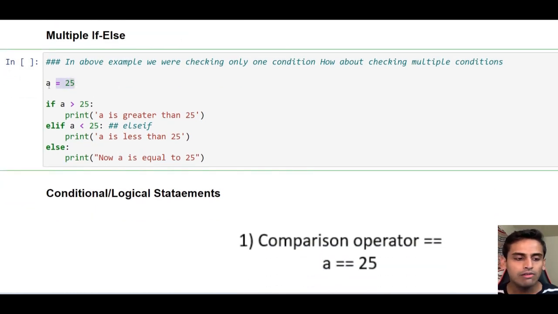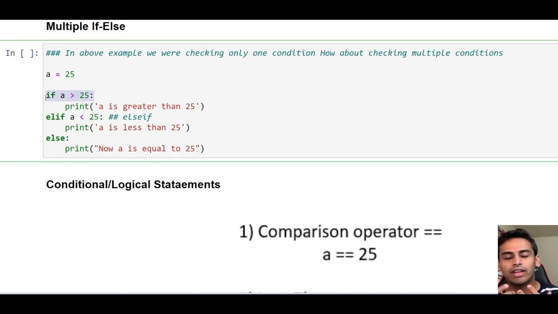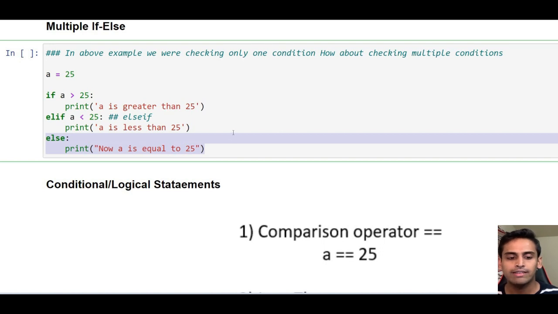So let's continue with the same example, a equal to 25, assigning 25 to a. In the first if, we are checking whether a is greater than 25 or not. If yes, then it will execute this statement, else it will go to the next block. Now this new keyword is called elif, which stands for else if. The shorter form of else if is elif in Python. So it means else if a is less than 25, then print the statement. And if both the if and elif statements are false, then skip both of these parts and directly go into the else part and print the message, which is now a is equal to 25.